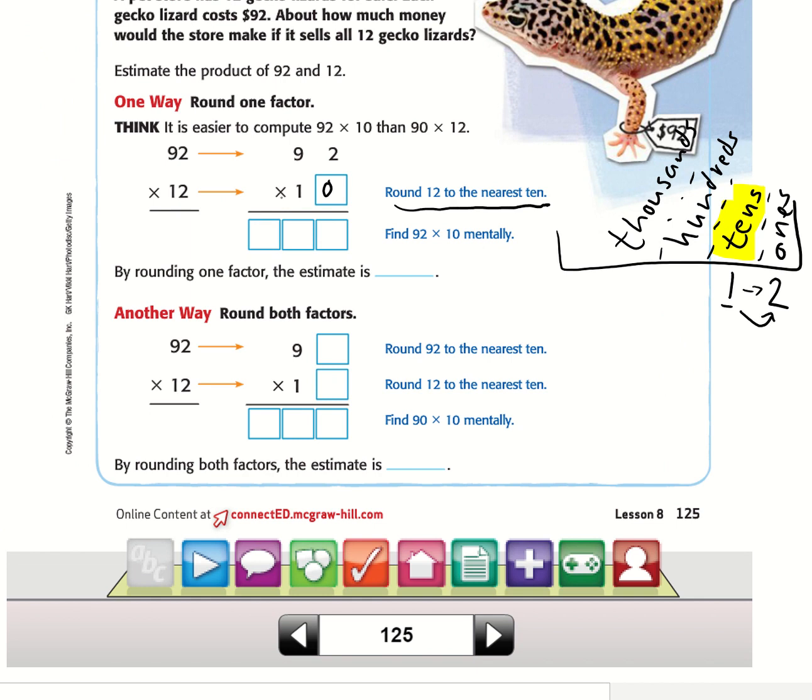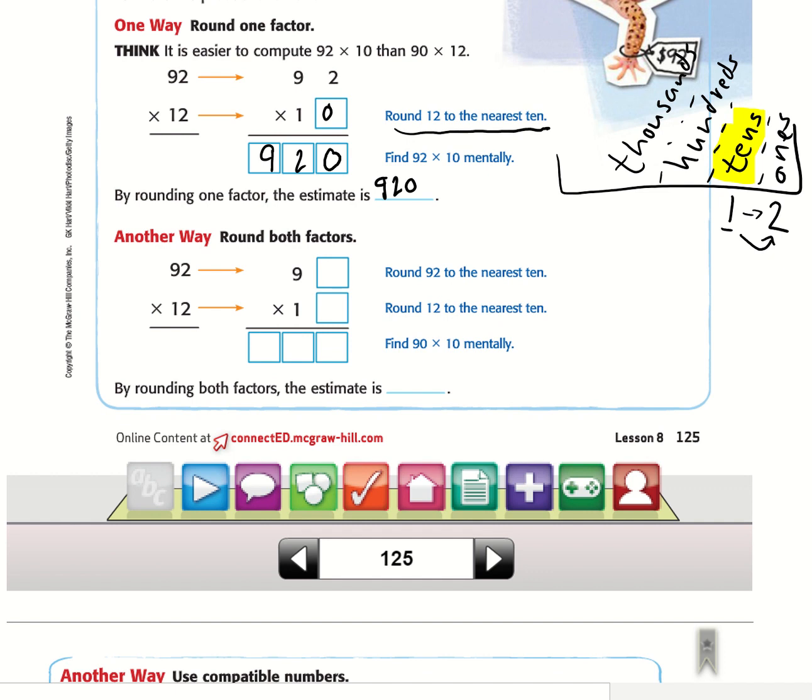So 12 is about 10. Now we multiply, and with the shortcut, if there are zeros in my ones spot, I can just add a 0. 1 times 2 equals 2, 1 times 9 equals 9. So by rounding one factor, we estimated 920. In a different way, we can actually round both factors.